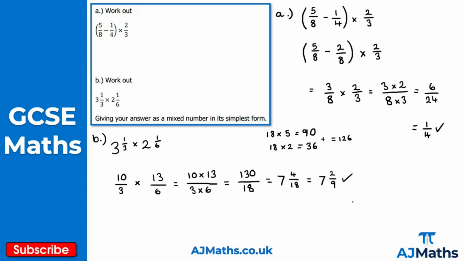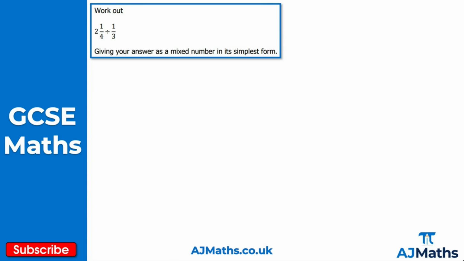The solution to question 3. And finally, we finish with the very last question here. Question 4, we're asked to work out 2 and 1 over 4 divided by 1 over 3, giving our answer as a mixed number in its simplest form. So again, because we've got a mixed number here, we need to convert this now to an improper fraction. Let's just start by writing down this division here. We've got 2 and 1 over 4 divided by 1 over 3.